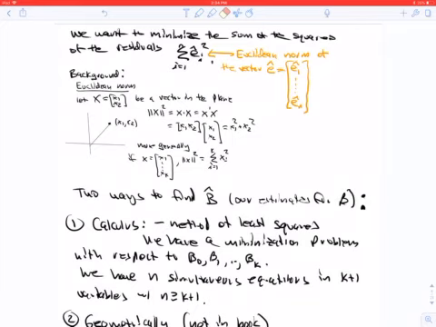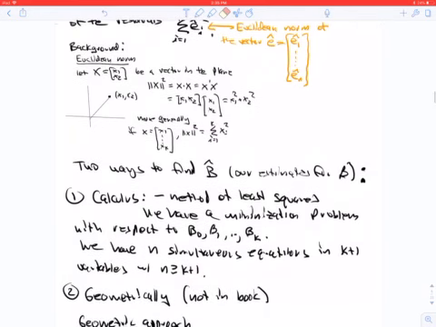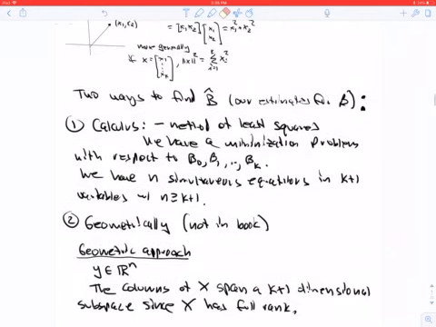So now what we want to do is find the best fitting line through our data. The best fitting line means the line that minimizes the sum of the residuals squared. Another way to say that is that it minimizes the Euclidean norm of the vector of residuals. So just a little bit of background about what the Euclidean norm is.